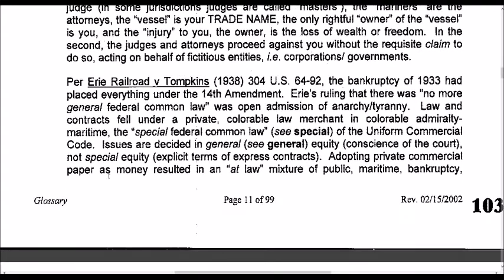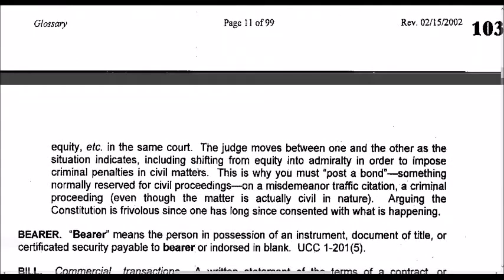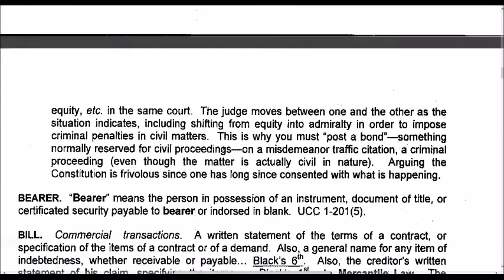Adopting private commercial paper as money resulted in an at-law mixture of public, maritime, bankruptcy, equity, etc. in the same court. The judge moves between one and the other as situations indicate, including shifting from equity into admiralty in order to impose criminal penalties in civil matters. This is why you must post a bond, something normally reserved for civil proceedings, on a misdemeanor traffic citation, a criminal proceeding, even though the matter is actually civil in nature. Arguing the Constitution is frivolous since one has long since consented to what is happening.